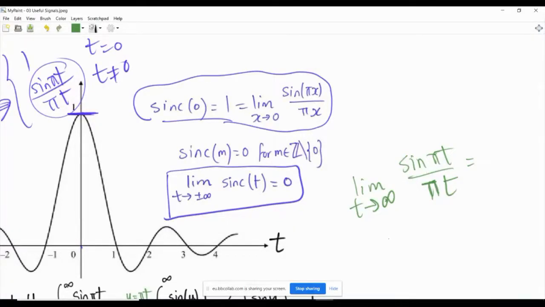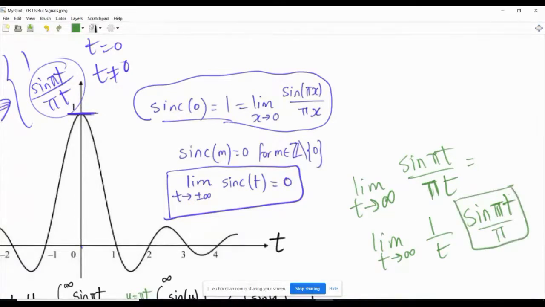What you can do is take the limit as t tends to infinity of 1 over t, and then we have sine pi t. There is a rule for limits: if you have a bounded function, and the sine function is oscillating but bounded, because the sine itself is between -1 and 1, and it's multiplied by something that goes to 0 as t goes to infinity, then the whole thing goes to 0.